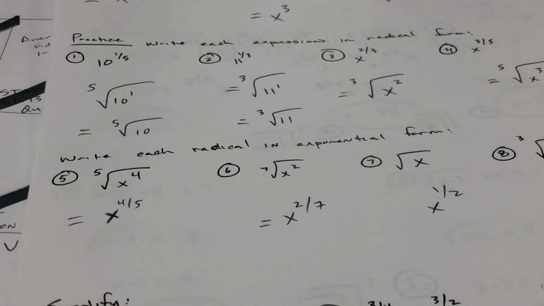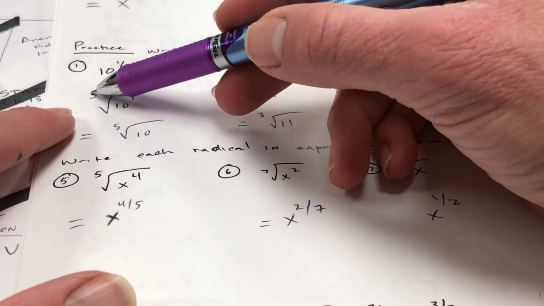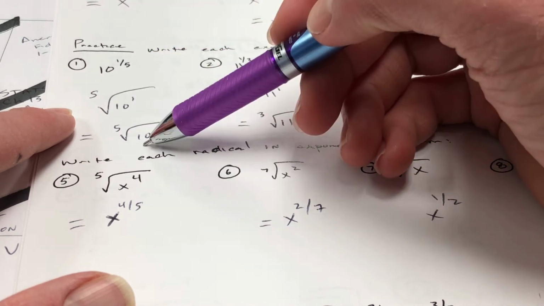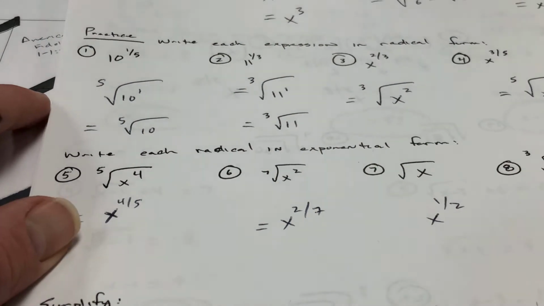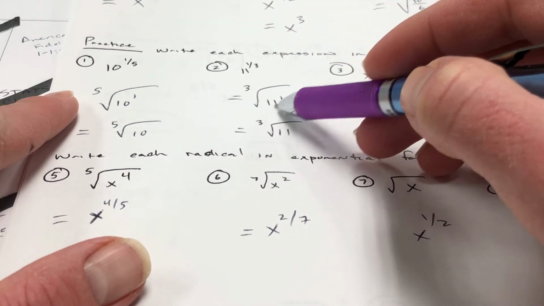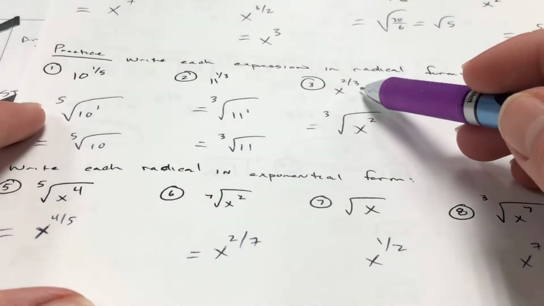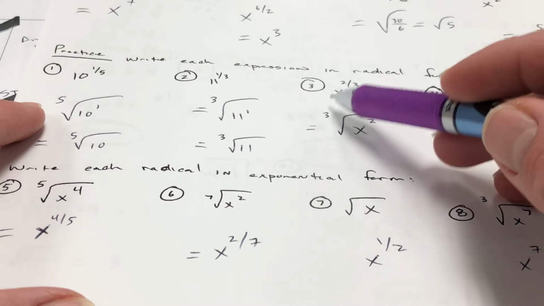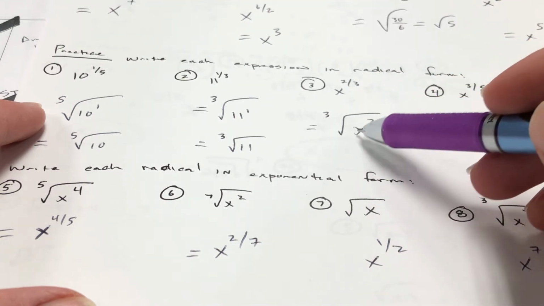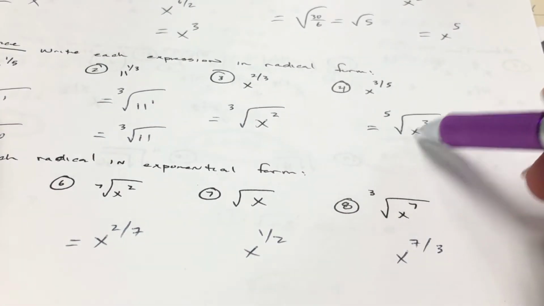So 10 to the 1/5. That denominator is the root you're taking. You're taking the 5th root of 10 to the 1st. All right, now 10 to the 1st is 10, so it's the 5th root of 10. You are taking the 3rd root of 11 to the 1st, which is the 3rd root of 11. Here you're taking the 3rd root, so you put the square root with the little 3 up there. That is the 3rd root of x squared. Lastly, you're taking the 5th root of x to the 3rd.